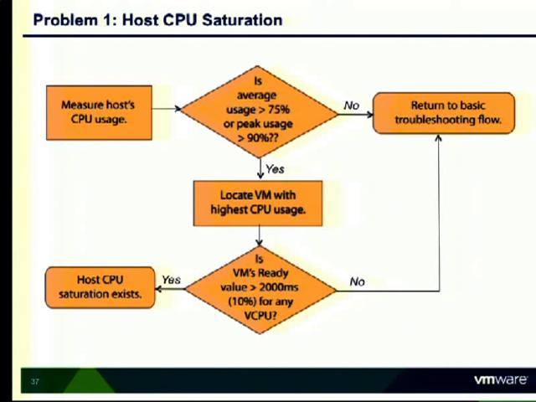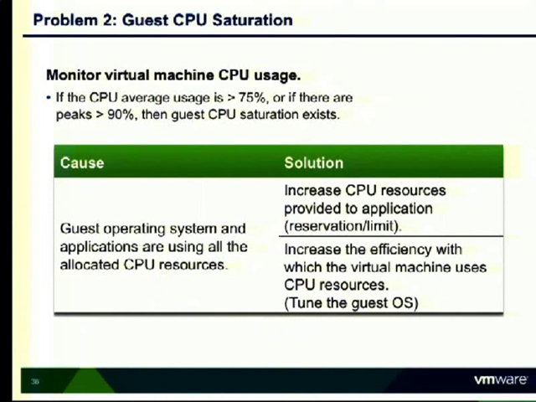How do we tell if it's saturated? Well, if it's greater than 75% on average, if it's peaking above 75%, or we're hitting peak usage of 90%, then we really need to look at something else. So we go off and we look at ready time. And if ready time is greater than 2,000 milliseconds, or 10% for any vCPU, then it looks like we've got CPU saturation and we need to do something about it. That can also exist inside the guest. So with the same figure range, average use greater than 75% or peaking above 90%, then we've got CPU saturation.